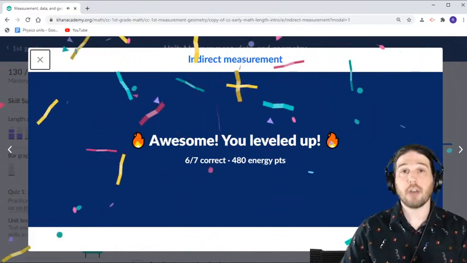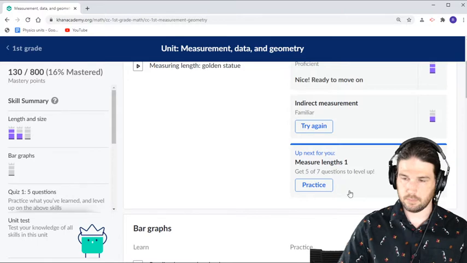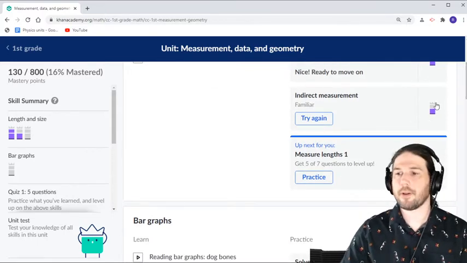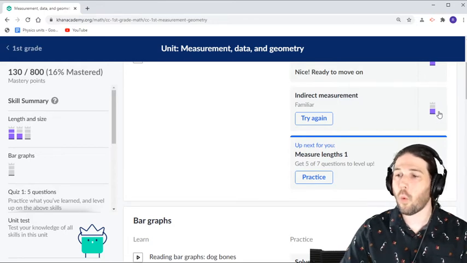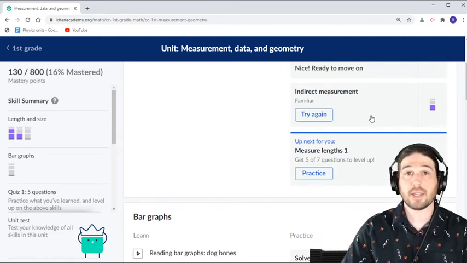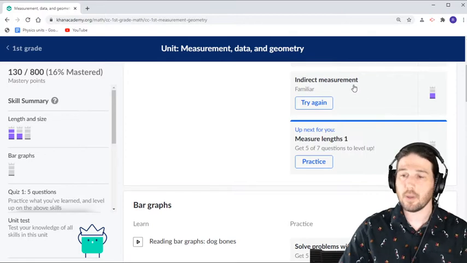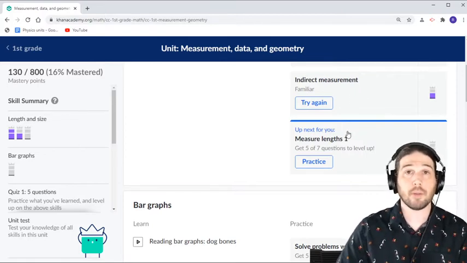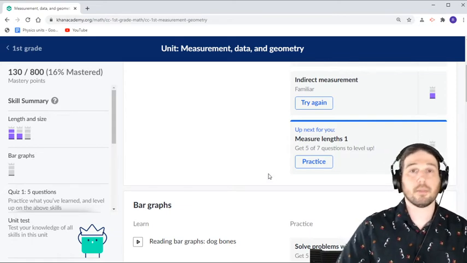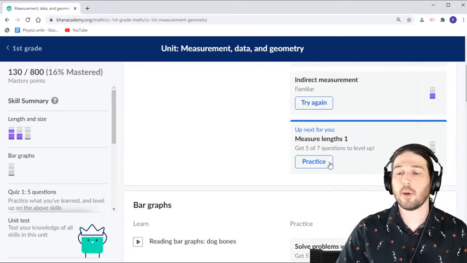But that's good enough to move on to the quiz and/or to the next topic, which is measure lengths 1. So as you can see, on this one, which is directly above my head, we do have one less level of proficiency. But the good news is we don't have to do this again. When we go to the quiz and then later to the unit test, we will probably get at least one problem on unit measure or on indirect measurement, and we can level up that way. So it's not the end of the world if we get a less than perfect score. It doesn't even have to slow us down.